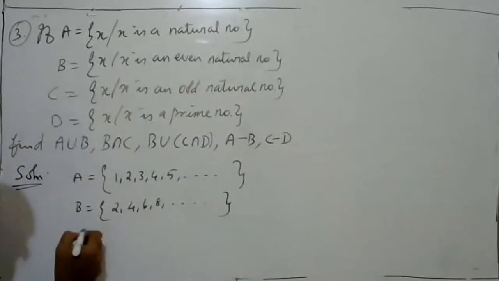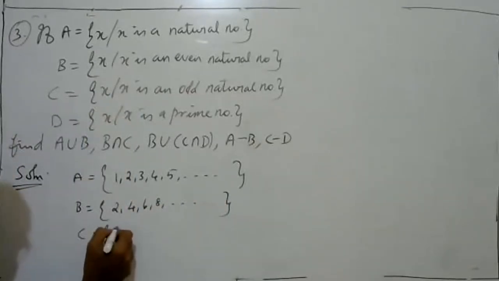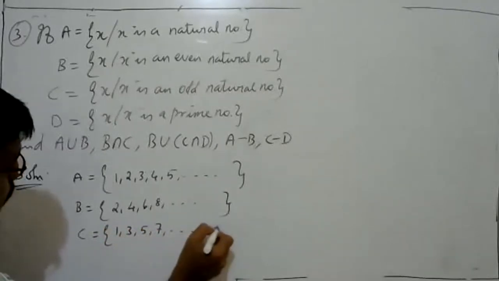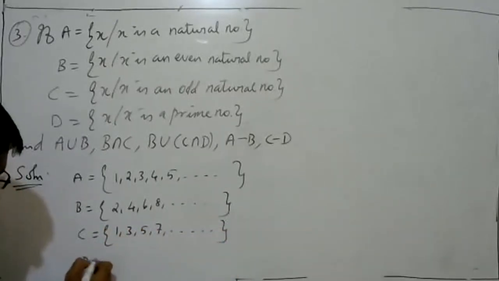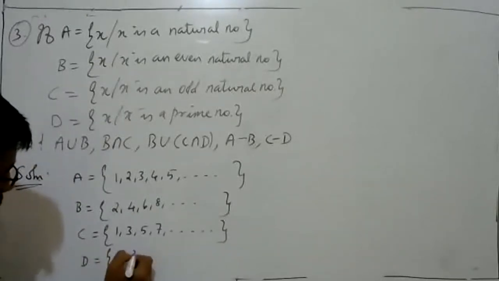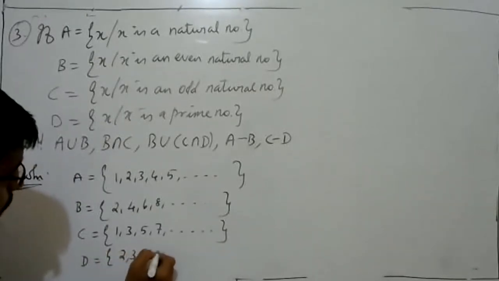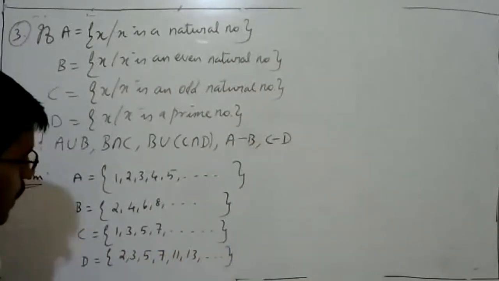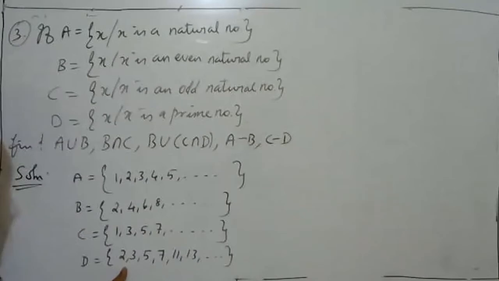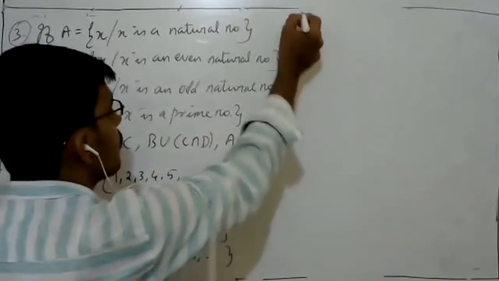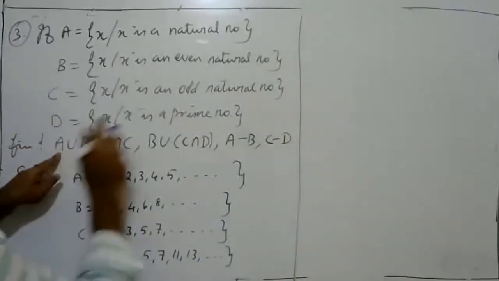Okay, and C, what is my C? My C is odd natural number. Okay, 1, 3, 5, 7, 9, etc. Okay, what is my D? D is a prime number. What are the prime numbers? 2 is a prime number, 3 is a prime number, 5 is a prime number, 7, 11, 13, and etc. Here there is no order. These are the prime numbers. Okay, right. 2, 3, 5, 7, 11, 13, etc. Now come to the question. What is my first question? A union B.